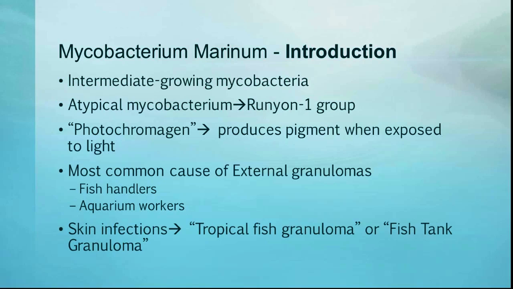And basically the Runyon 1 group, they are called photochromogens, and this particular marinum produces a pigment when it's exposed to light, and it's a yellow pigment. That's why it's under that class. It's the most common cause of external granulomas on the skin, mostly in the fish handlers and the aquarium workers. So those are the buzzwords for marinum. The skin infections are typically called tropical fish granuloma or fish tank granuloma, so they tend to appear on the hands sometimes.